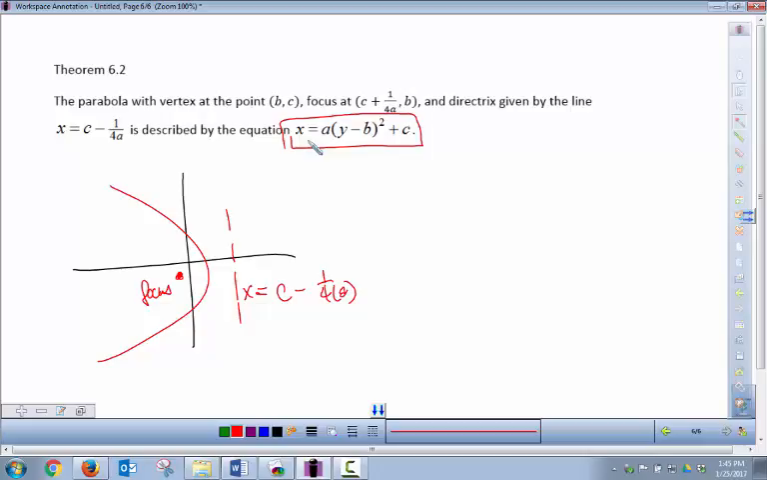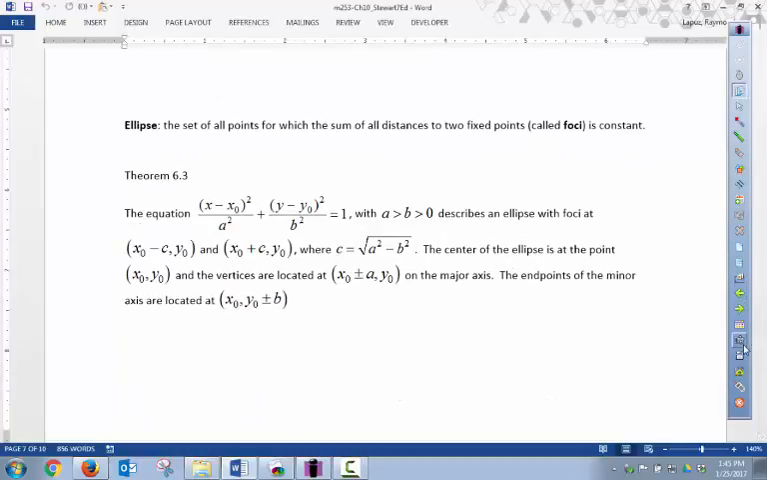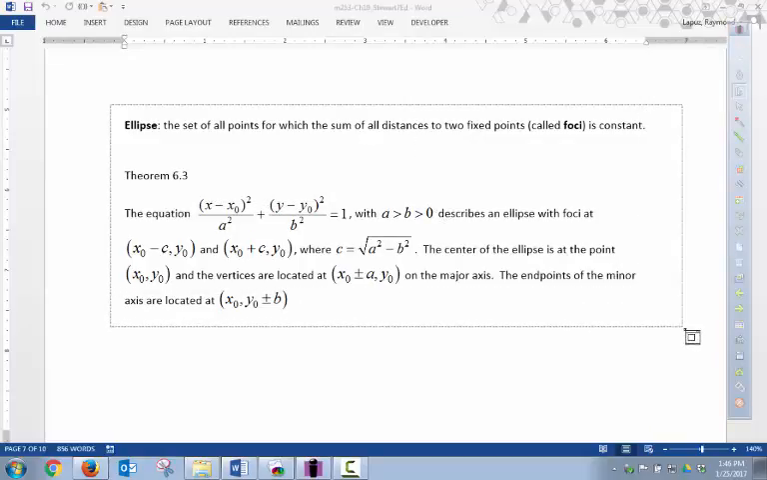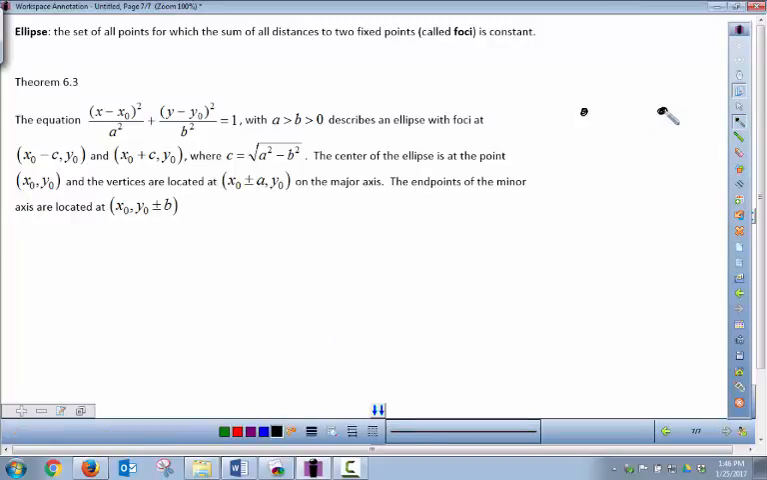Let's take a look at ellipses. So an ellipse is a little bit different in the sense that it has two focus points. They also do have a directrix, but with ellipses we don't tend to look at the directrix. And I don't know if you've seen the whole idea of an ellipse being drawn out.